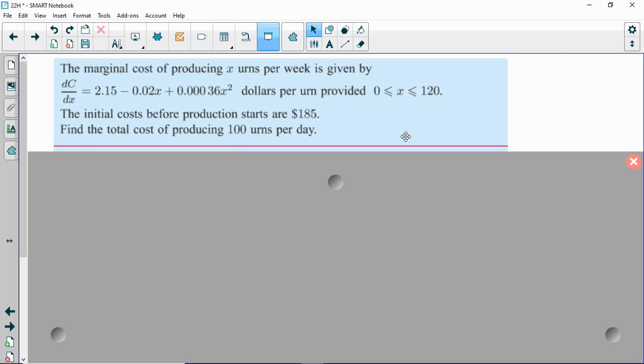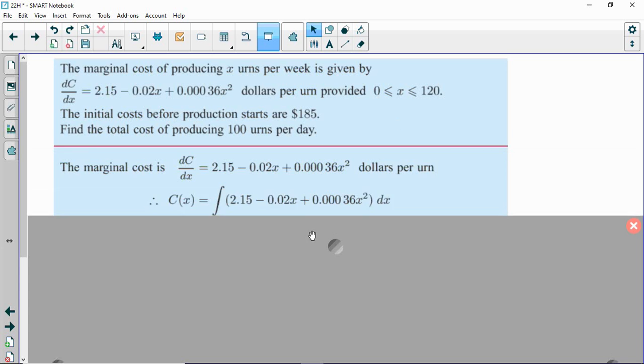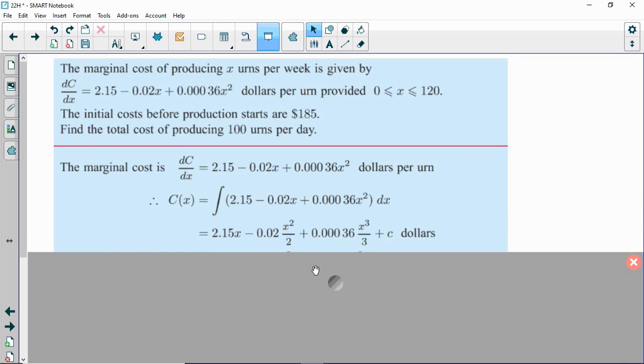So instead, where I think we'd begin here, since we have a derivative function, let's just start off by integrating it. This is a polynomial, so that's fairly easy. We're going to get a nice expression with a plus c at the end. So we might ask ourselves, what can we do with that plus c? Well, we're told that the initial costs before producing any earns are 185. In other words, our cost when we produce 0 earns is 185.